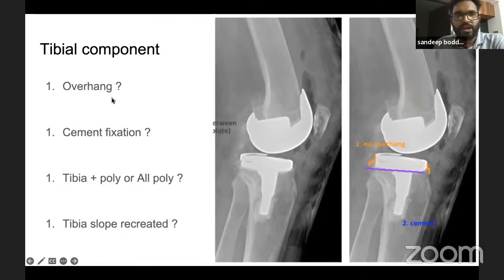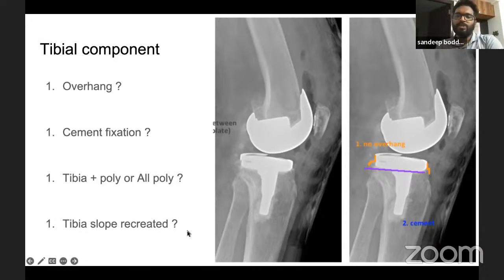And tibial component angle, again, we can see whether there is overhang or not, and whether the cement fixation is fine. There are seven zones which we can identify over the femur and tibia. So these seven are whether the tibia is cemented adequately on all sides. Here we can see cementation is adequate. And is the tibia a tibia plus type or an all poly type? Whenever you have an all poly type, you will not be able to see this radio-opaque image, which I'll show you later.